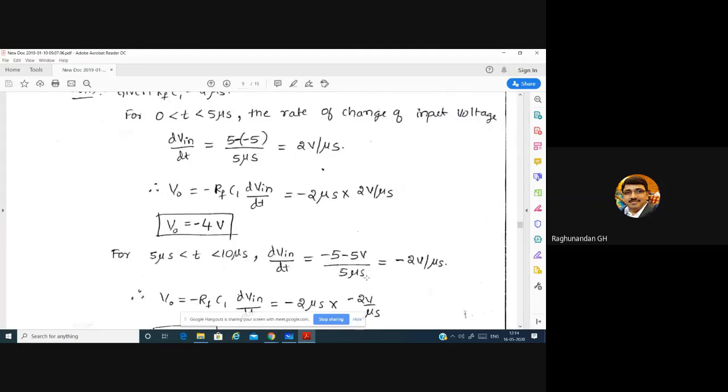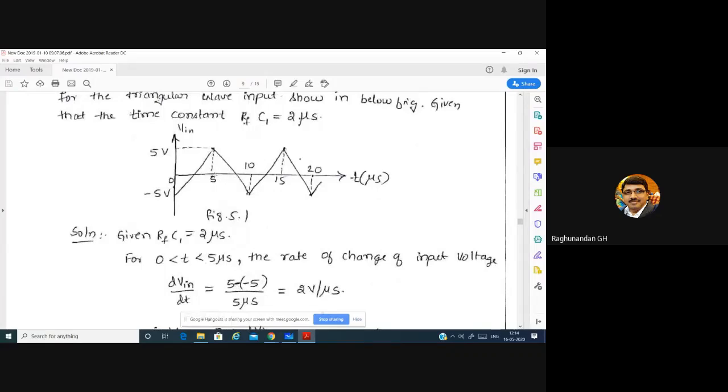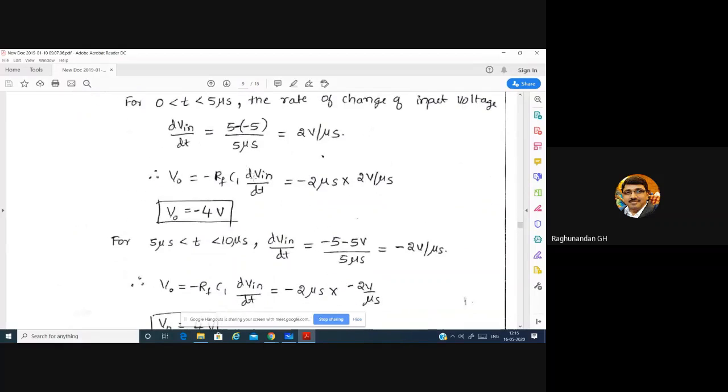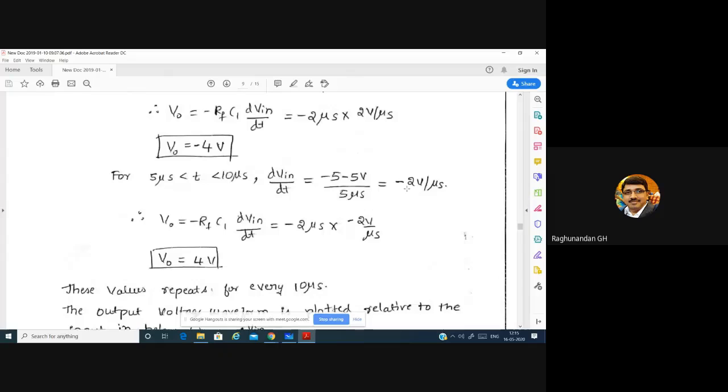It is 5 microsecond, because the time taken between this point and this point, that means the change in the input voltage, takes 5 microsecond, because 10 minus 5 is 5 microsecond. So 5 microsecond is the time taken. Substitute it, you'll get -2 volt per microsecond. On substituting back in the main equation of the differentiator, you'll get 4 volt.